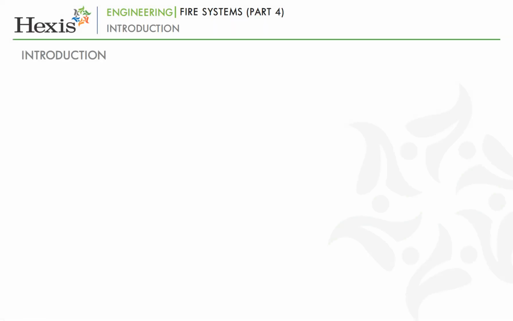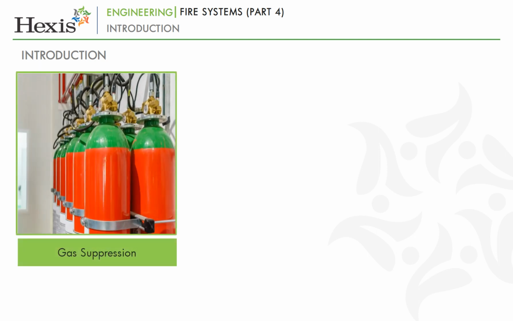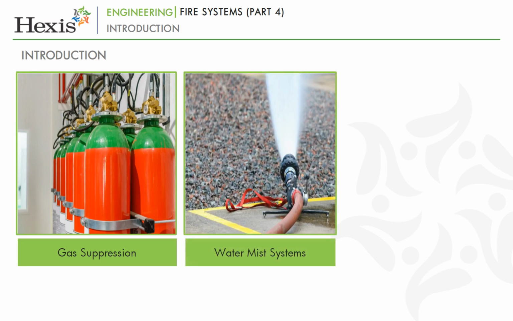In the last module, part 3 of fire systems, we learned about two fixed fire systems, the sprinkler system and the fire hydrants. In this module, that is part 4, we will continue with the fixed systems and look at two other equally important systems, namely the gaseous fire suppression system and the water mist system in detail. Let's get started.